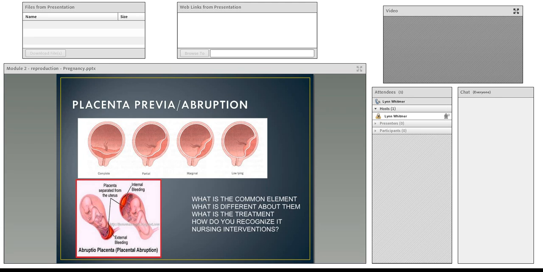So if a patient comes in bleeding, we're going to do an ultrasound because that's the only way we can find either one of these problems. So that's the common treatment as well, is an ultrasound and then probably a C-section if it cannot resolve.